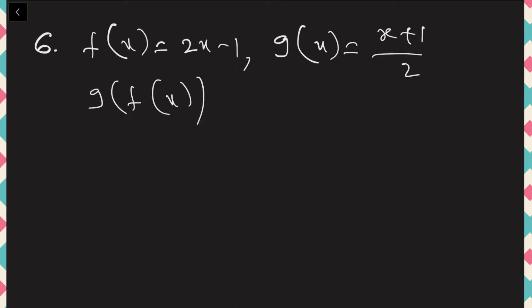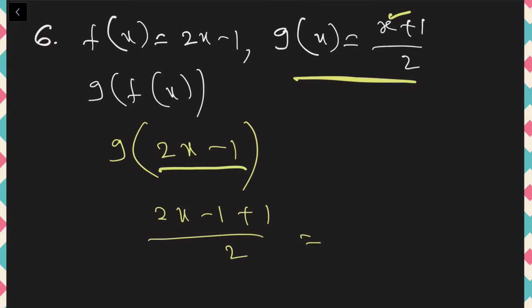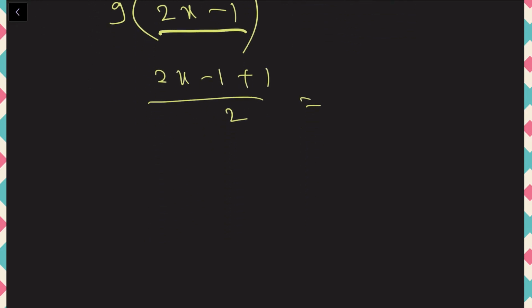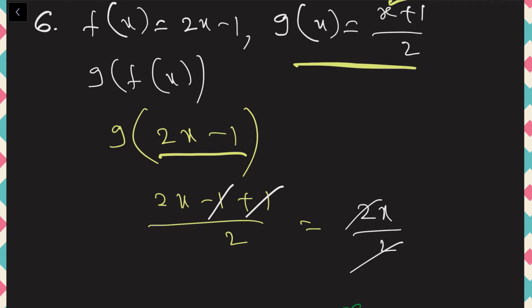So now we need to find out the value of g of f of x. g of f of x is nothing but g of 2x minus 1. So now in the g function, wherever we have x, in the place of x, we need to substitute completely this 2x minus 1. We have x plus 1 in the numerator, so in the place of x, (2x minus 1 plus 1), as it is, divided by 2. Minus 1 plus 1 cancel, so we remain with 2x divided by 2. Both 2s will get cancelled. Then the final answer is x. Next, let us move to bit number 7.